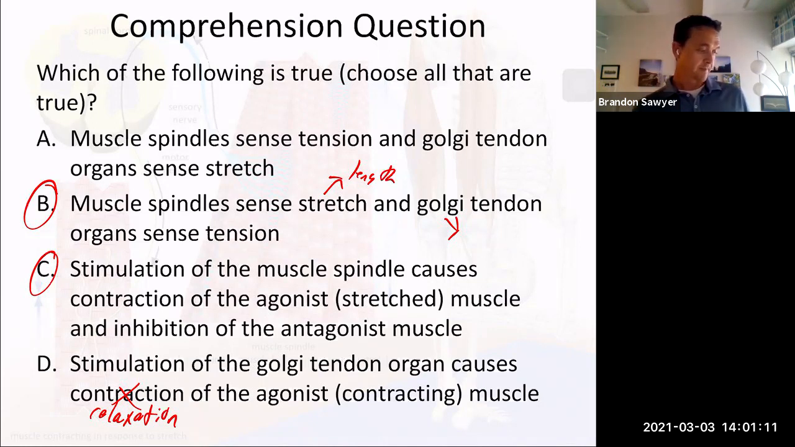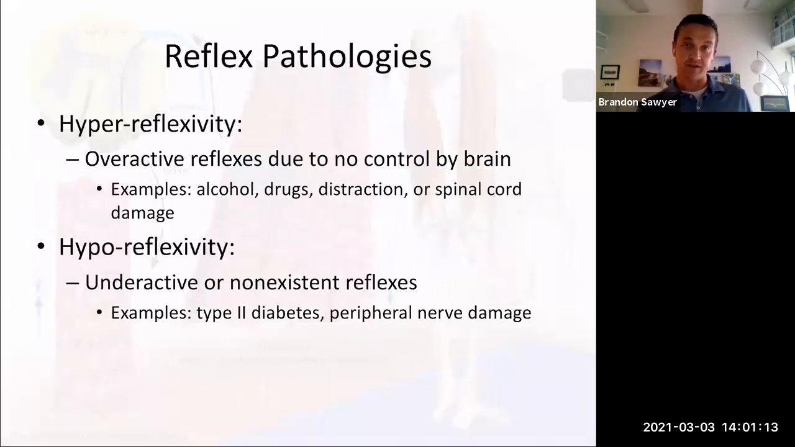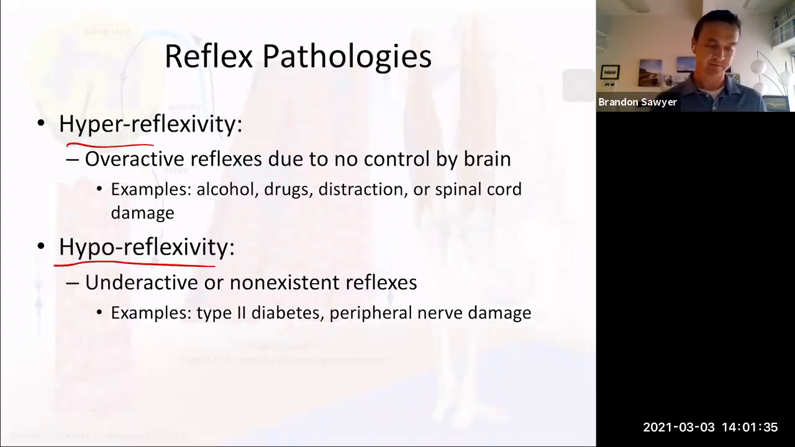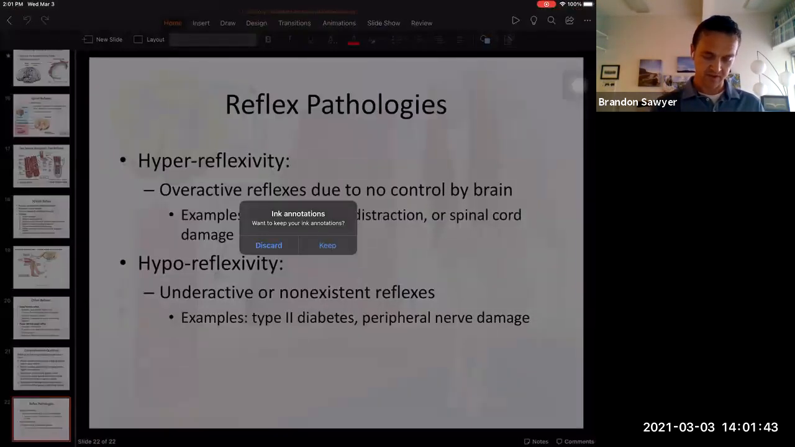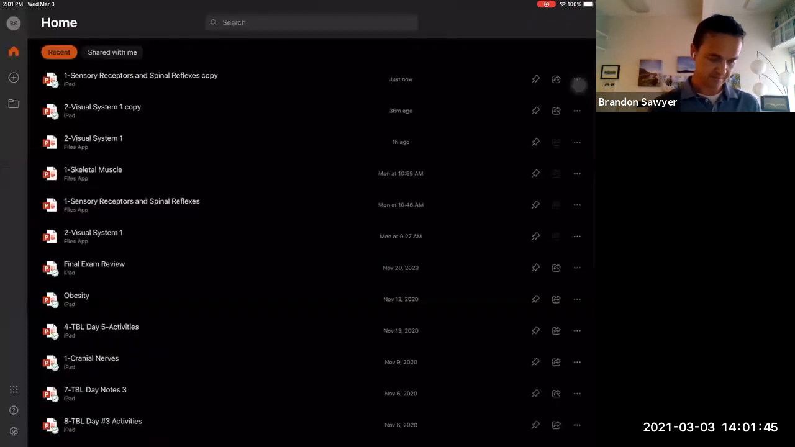Okay, and this is what I just talked about in response to Rachel's question, hyperreflexivity versus hyporeflexivity. Anything that gets in the way of your brain dampening a reflex will cause hyperreflexivity. But anything that gets in the way of the neurons passing the signals back and forth will typically cause hypo, or low, reflexes. Okay, and that is it for that. We're going to move on to the eye here.